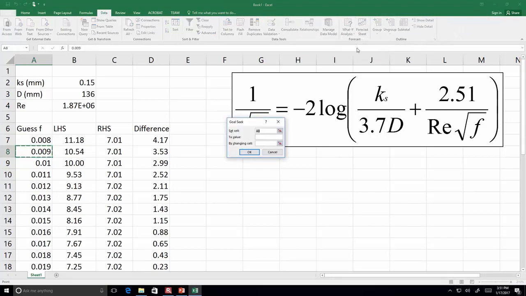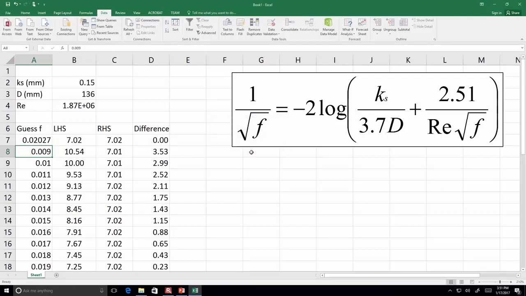And our goal is we want the difference between the left-hand side and the right-hand side. That difference should be 0. So I tell it to set cell D7 to value, and you have to have a numerical value for the goal. You don't in Solver, but here in Goal Seek you do. So we'll just put value 0 by changing our input guess value of f. And let it do its thing, and it finds the value. So that's an implicit equation.